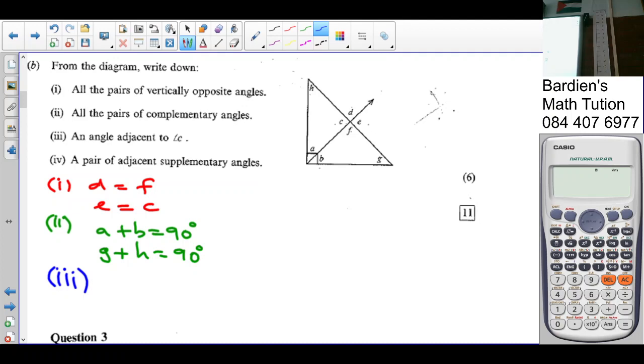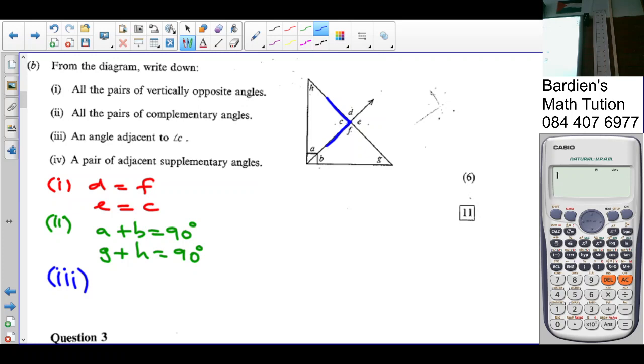An angle adjacent to angle C. What does adjacent mean? Next to. So adjacent angles are angles that share the same vertex and the same arm. So there, the vertex and arm.